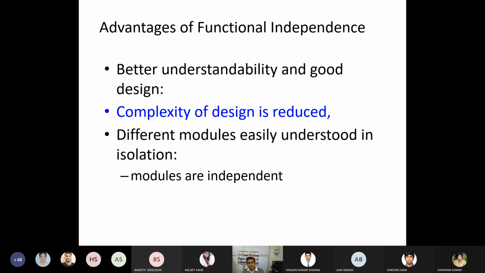Now, what are the advantages of functional independence? You can better understand each and every module, and you can design the module in a better way. The overall complexity of the design can be reduced. That is what I said to you: each and every module can be understood in isolation, that means independently, in a better way.